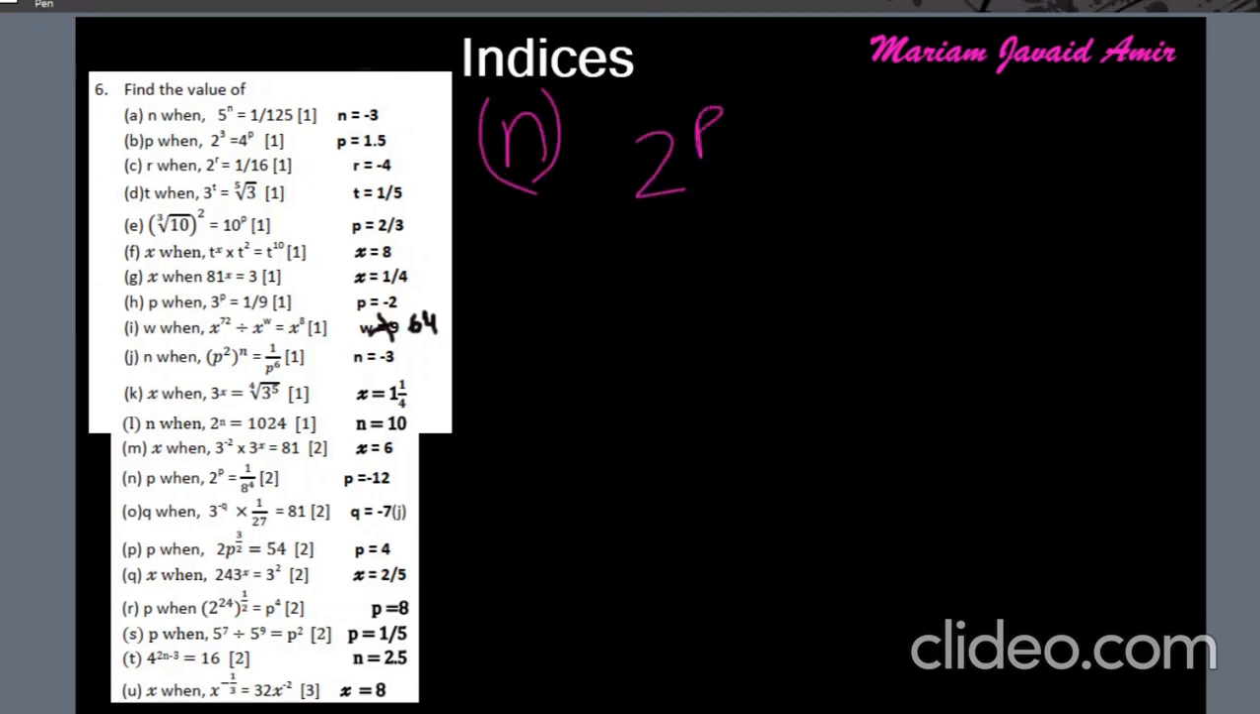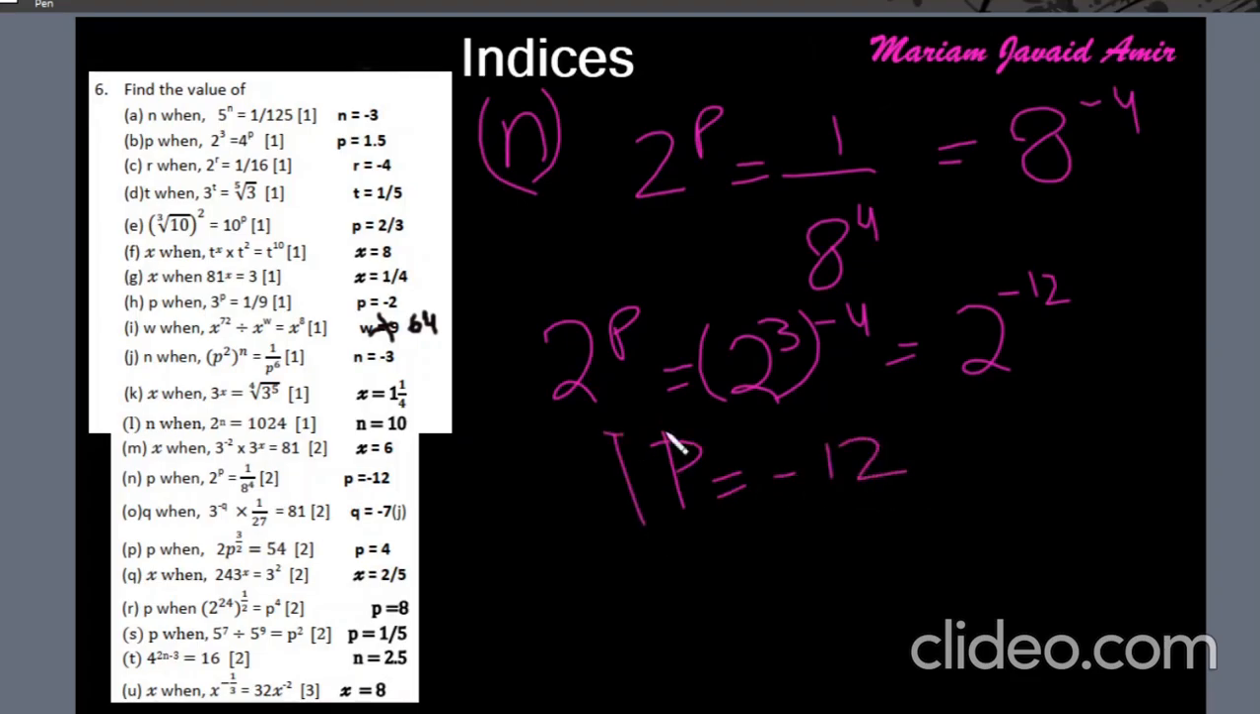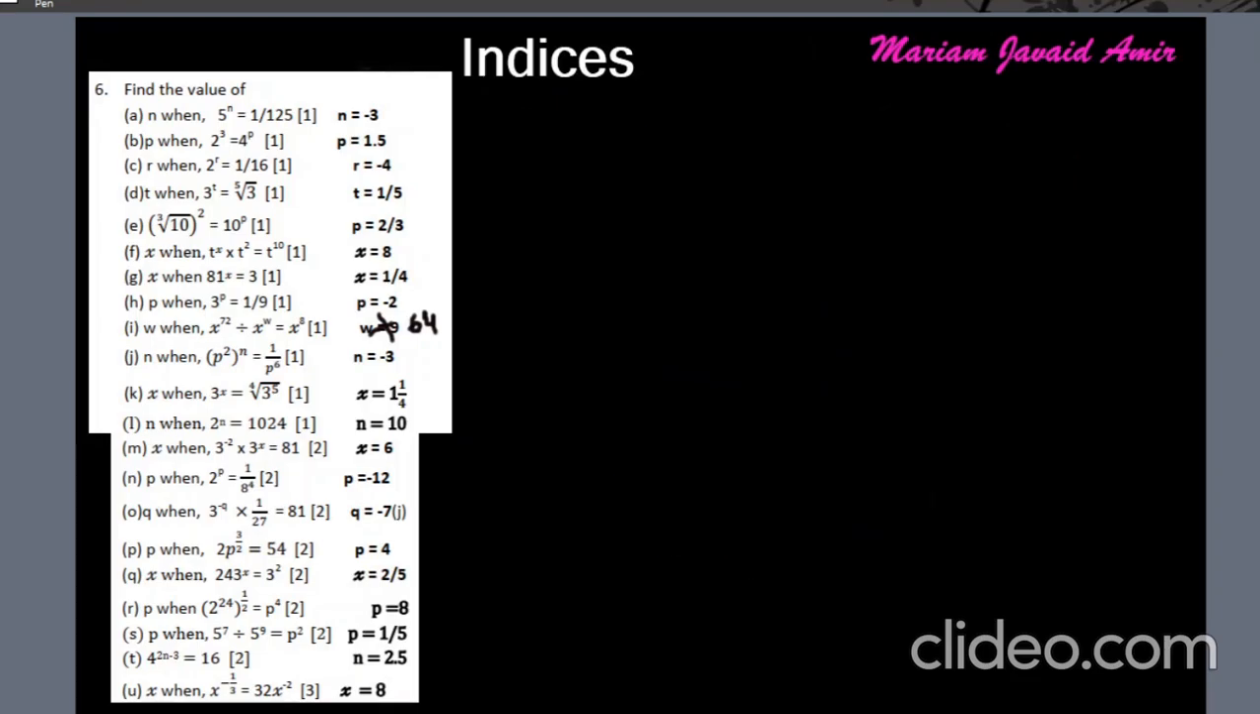2 power p equals 1 over 8 power 4, which equals 8 power minus 4 when we're bringing that to the numerator. Now let's change 8 into a power of 2, which is 2 cube power minus 4, which becomes 2 power minus 12. So the answer is p equals minus 12. Part O.